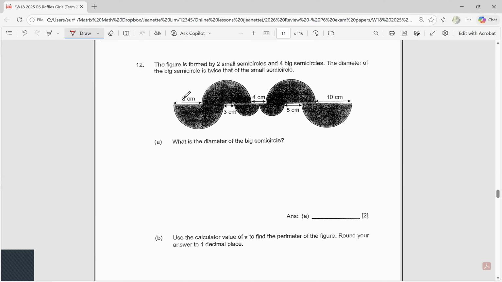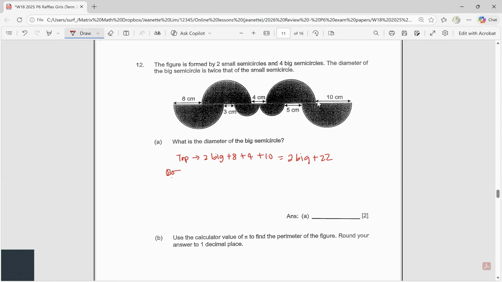Okay, for this question, on top and below, you need to compare them in order to help you find the diameters. On top, what do you have? Below, what do you have? So we have two semicircles and 8, 4 and 10. Okay, so for the top, we have two big diameters plus 8, 4, and 10, which will give us two diameters of the big semicircles plus 22.